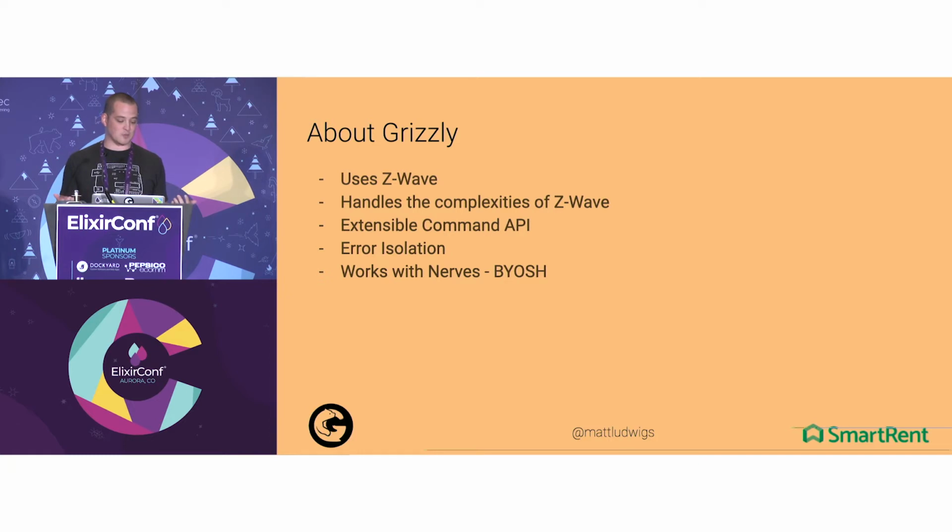It has an extensible command API, so if you send commands to these devices using Grizzly and we don't support that command, we expose an Elixir behavior, so you can build your command, drop it into our library, and it'll just take it and run with it. It has error isolation, so we stole a page out of Phoenix's book: say you have a network of many devices, if you send a command over here and it fails, nobody else is going to have any issues, and everything will keep rolling.